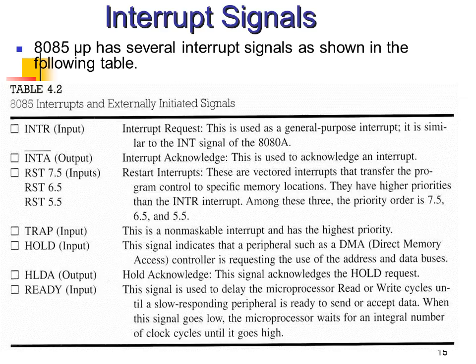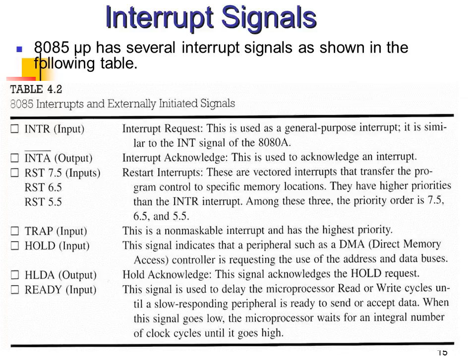Next, interrupt signals. We have INTR, INTA bar, RST 7.5, 6.5, and 5.5, TRAP, HOLD, HLDA, READY. INTR is an interrupt request. This is used as a general purpose interrupt. It is similar to the INT signal of 8080. INTA bar is interrupt acknowledge. This is used to acknowledge an interrupt.